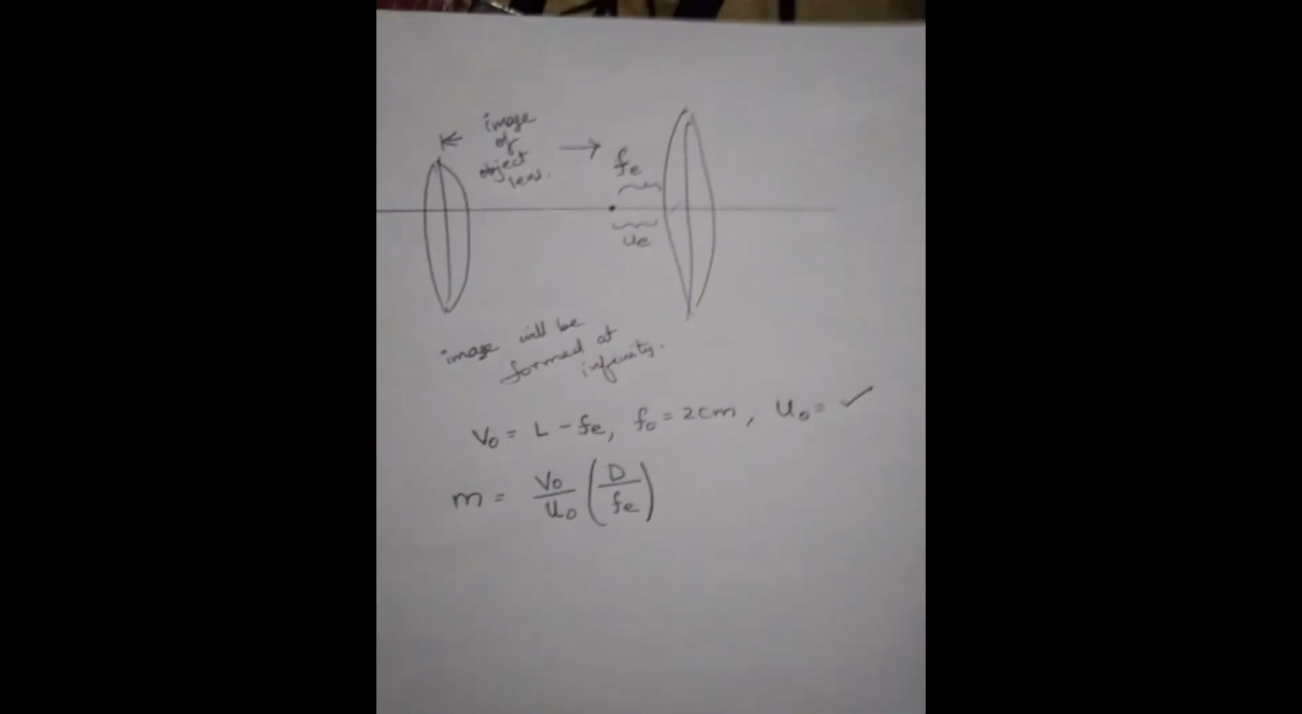Now second situation, the image will be formed at infinity if the object is at FE. Therefore at what distance should that image be formed? At the distance of the focal length of the eye lens. That will be the object distance for the eye lens. Therefore the image distance for the objective lens will be L minus FE. And the focal length of the objective lens we have, and by substituting these values in the lens formula, calculate the object distance for the objective lens. From there you substitute those values in the magnification formula.